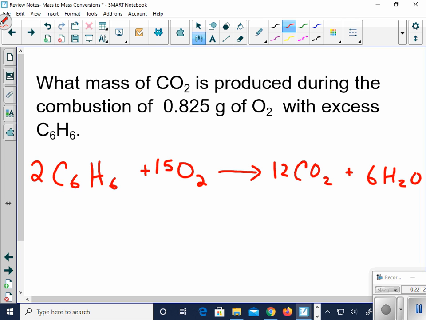What I want you to do, ladies and gentlemen, is solve this problem. Once you have it solved, bring it up to me so I can make sure that you did it correctly.